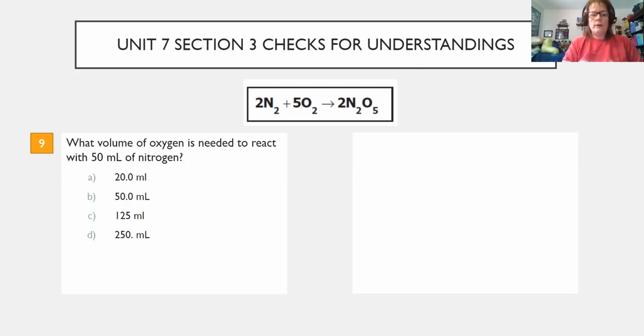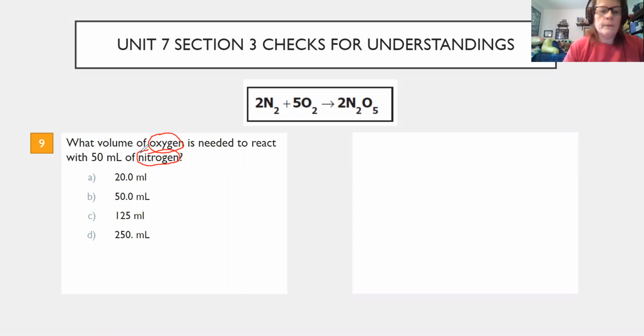So you had the part 1 video, and we only missed the last two problems, number 9 and 10, which I'll go over with you right now. Let's pull up my tools here. It asks you about the volume of oxygen and nitrogen. What volume of oxygen is needed to react with 50 milliliters of nitrogen?